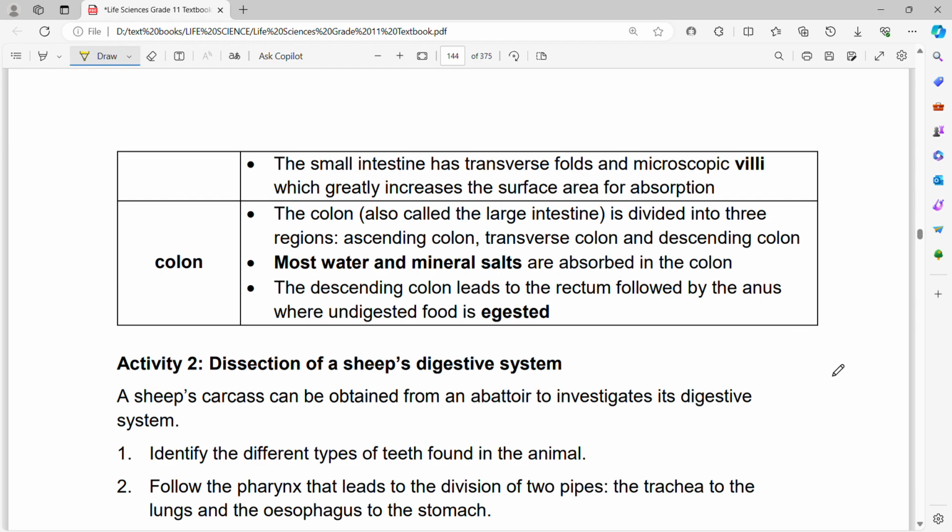Then we have the colon. The colon is also known as the large intestine, which is again divided into three parts: ascending colon, transverse colon and descending colon. So this is how it looks: ascending colon, transverse colon and descending colon, and then the food goes out. And here, like this, all the small intestine is present, right?